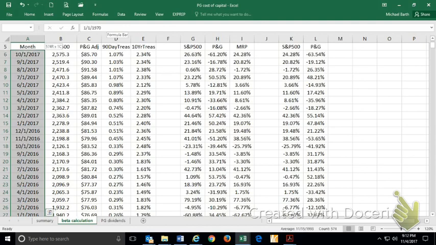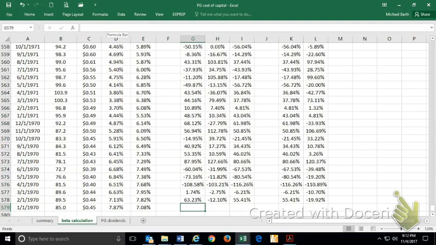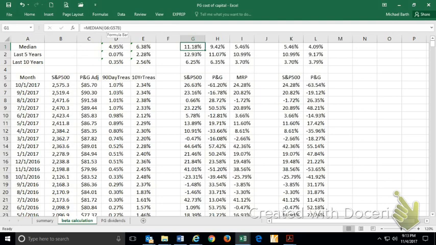I have 574 observations. I'll only get 573 percent changes because I have to start with one of them. So you lose a degree of freedom. That's technical, and I shouldn't digress to that. But if I took the median value over the entire 47-year period, the S&P 500 earned roughly 11.2%, 11.18.